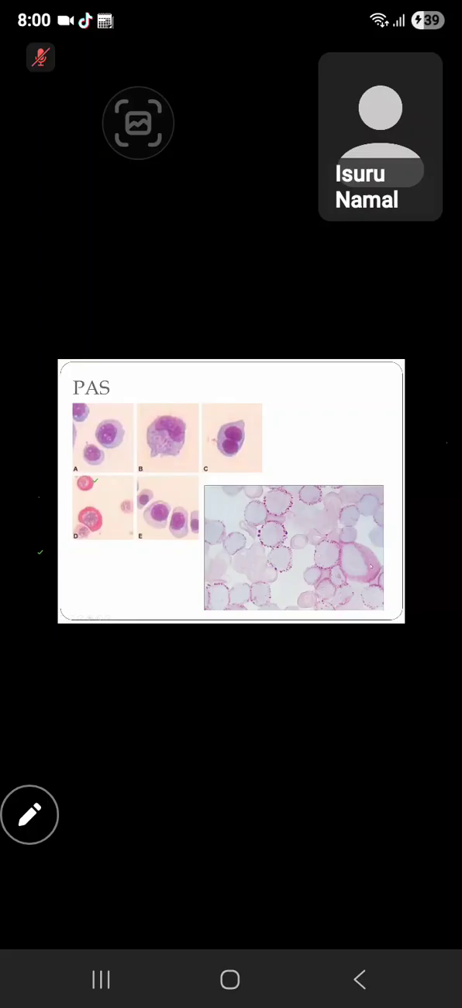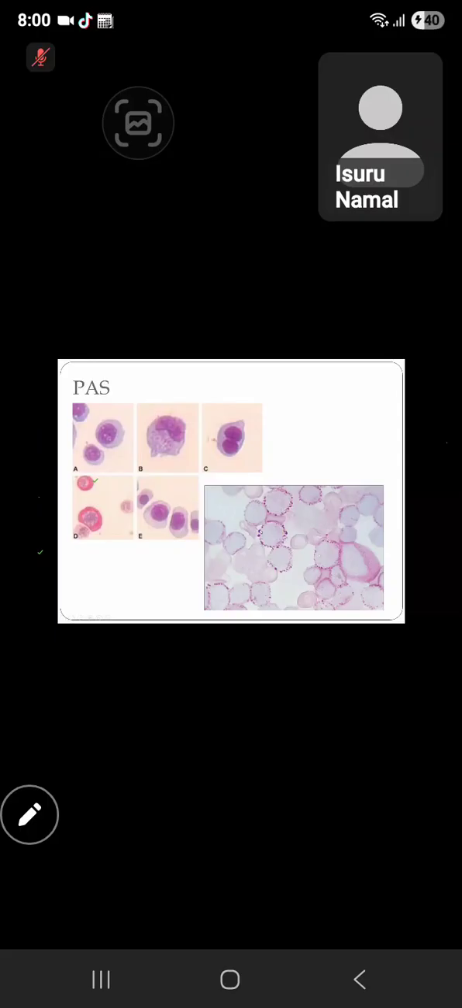But here, can you see this cell? In this cell, you can't see any blocks, but you can identify some magenta color granules. We call this granular positivity, but this is not a PAS positive case, right? Granular positivity is not considered as PAS positive cells, right? Therefore, you should have magenta color blocks, or block positivity, in the PAS staining technique to consider that as lymphoblast.